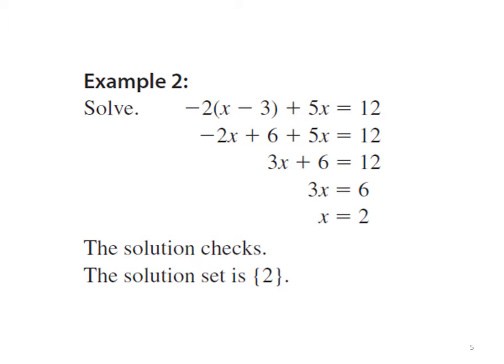Next we add minus 2x with 5x to get 3x plus 6 equals 12. Now subtract 6 from both sides, you get 3x equals 6. Divide both sides by 3, you get x is equal to 2. Then x equals 2 is the solution for the original equation, and the solution set has just the number 2.